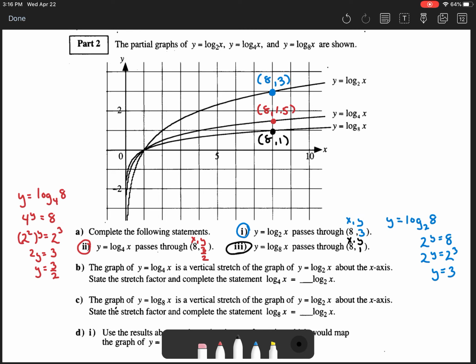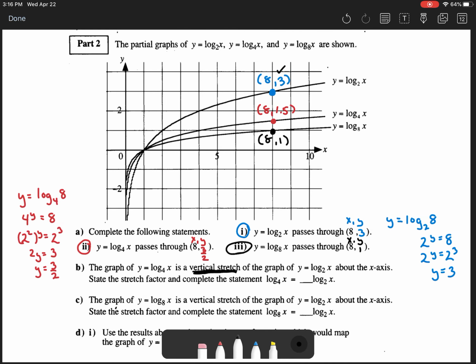Now, in part B, it says the graph of log base 4 of x is a vertical stretch of the graph of log base 2 of x. So they're saying start with log base 2 of x and you vertically stretch it to get log base 4 of x. State the stretch factor and complete the statement. So log base 4 of x equals what? What kind of stretch? Log base 2 of x.